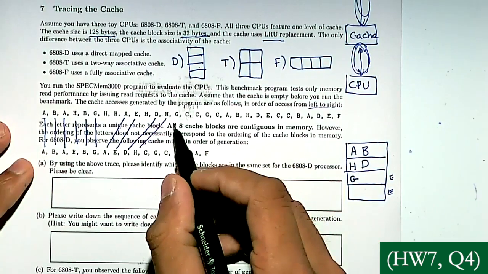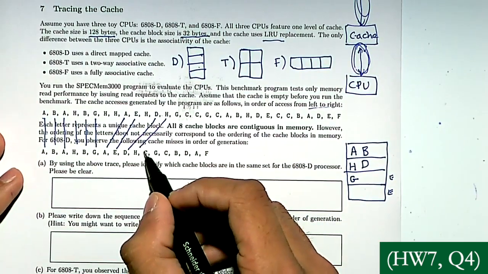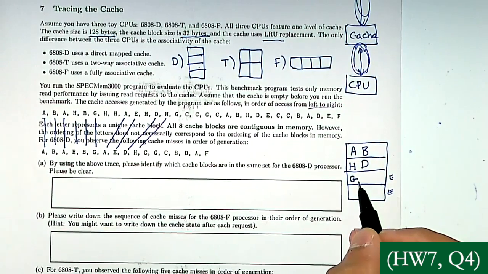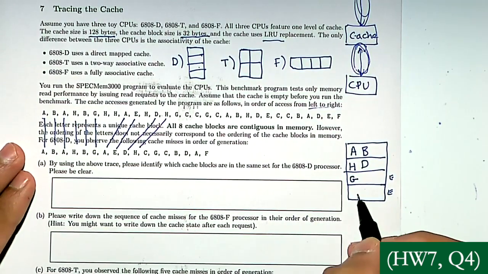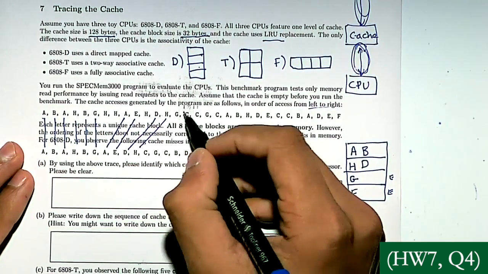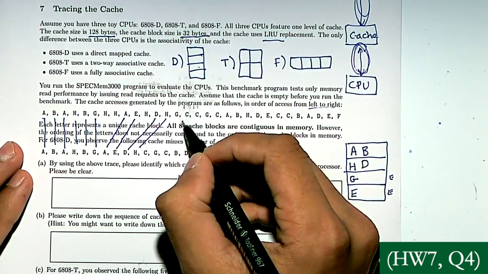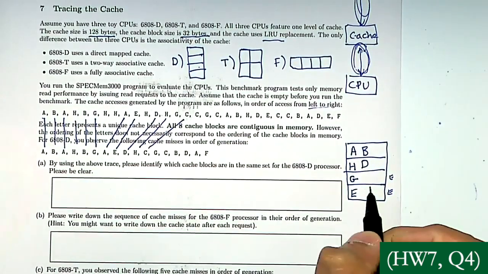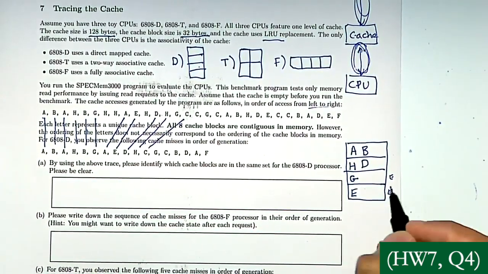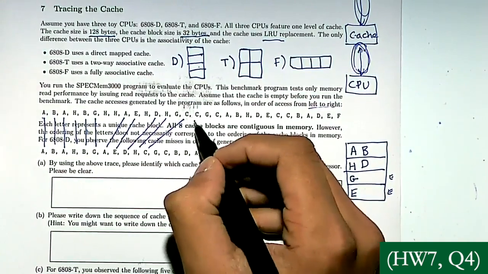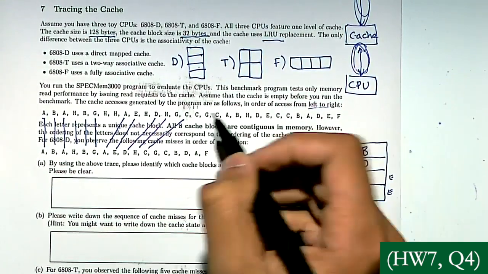Then we try and access G, but G does not generate a miss. And so that automatically tells us that G is still in the cache, and so E has to belong here. Okay? And so G is a hit. Then we have C, and C does generate a miss. And so C has previously not been seen in the cache, so we also don't know where it goes. Then we have another access to C, which is a hit because it's already there.